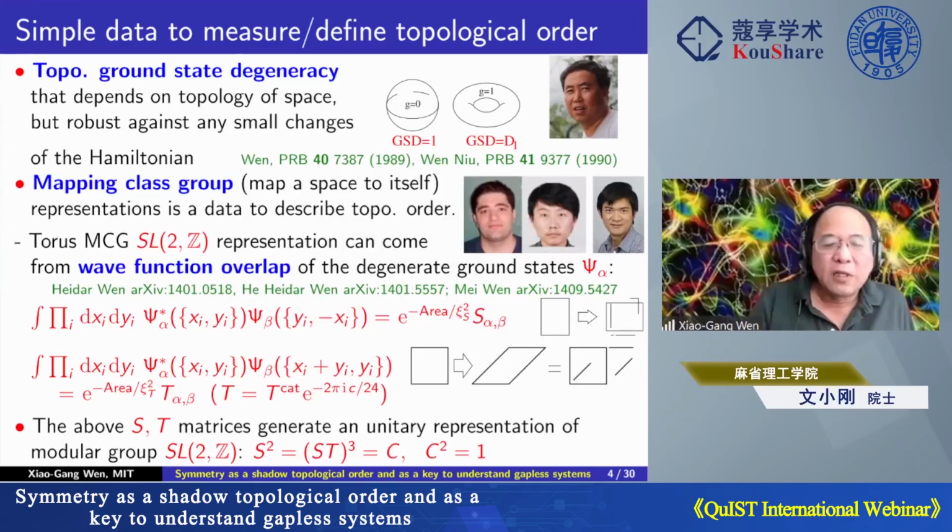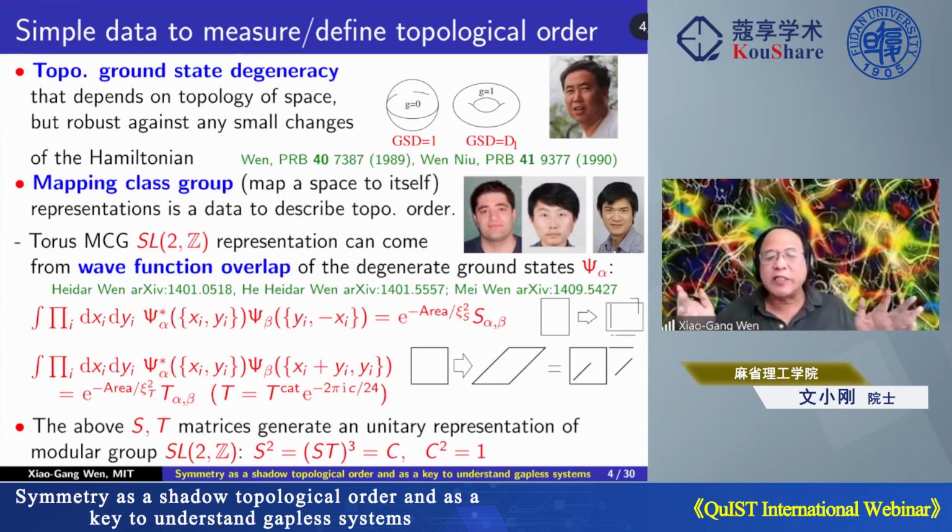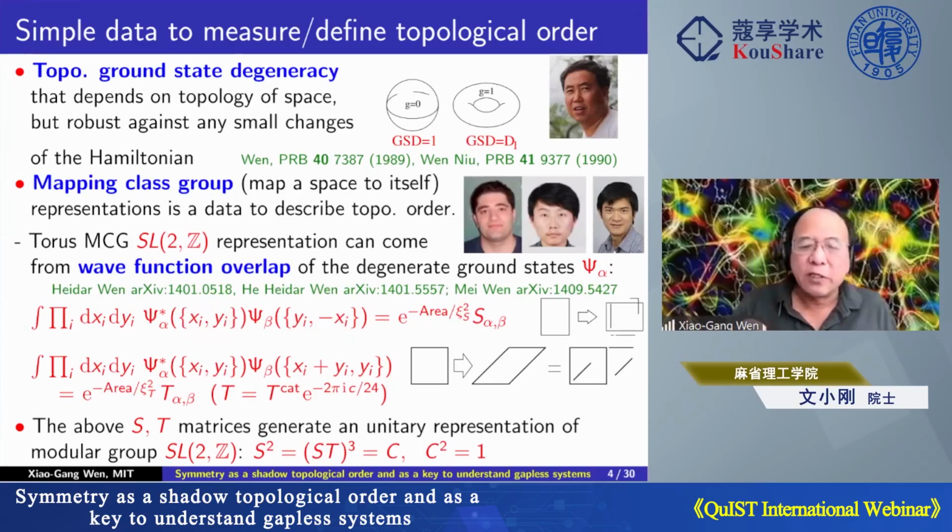For example, this psi alpha, psi beta data label ground states, and we can consider the overlap of two ground states that differ by this 90-degree rotation. Because our system does not have 90-degree rotation symmetry, the overlap is very tiny, exponentially small in terms of area. Okay, so this is a two-dimensional system. However, if you remove this exponentially small non-universal part, there's actually a universal constant part that does not depend on the area of the system. And this is basically defined as the S matrix.